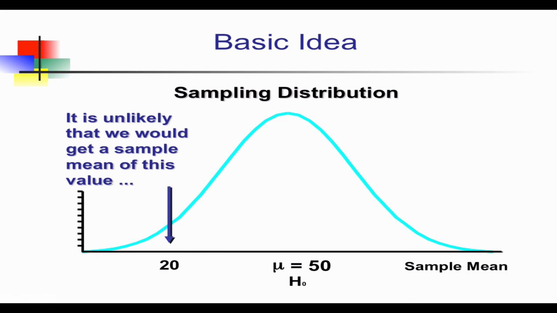You start from a belief, and then from this belief, you have a sampling distribution of your sample statistic. And then you take your data and see where your observed value lies in this distribution, how likely it is to happen. And then you make a decision.